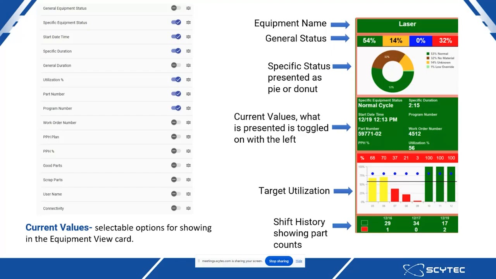Below that, we also have our shift history showing part counts, both good and scrap parts. So on December 16th, we have 29 good parts created with 1 scrap part created.